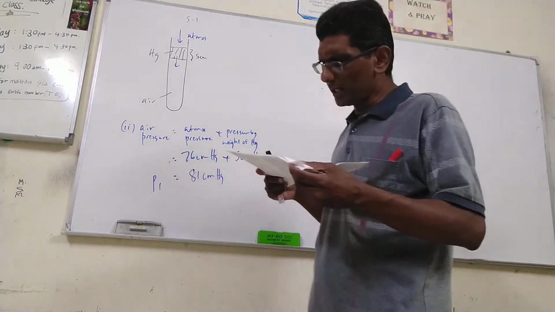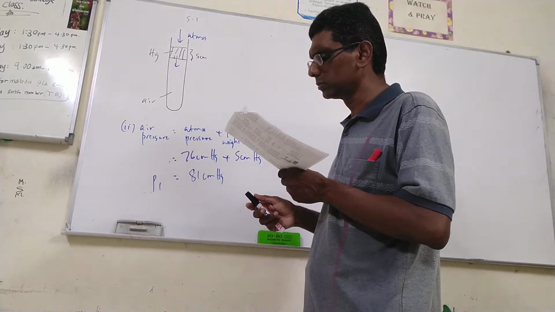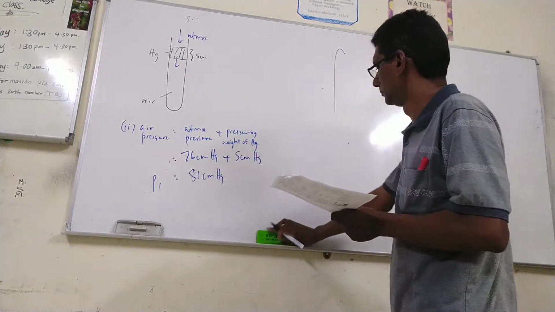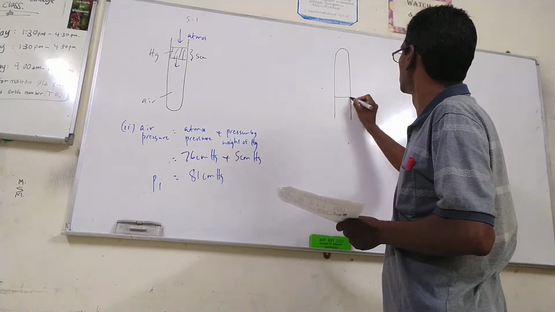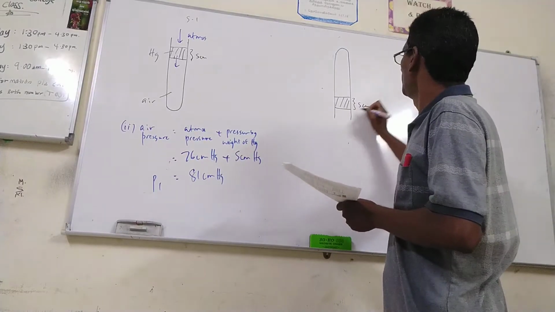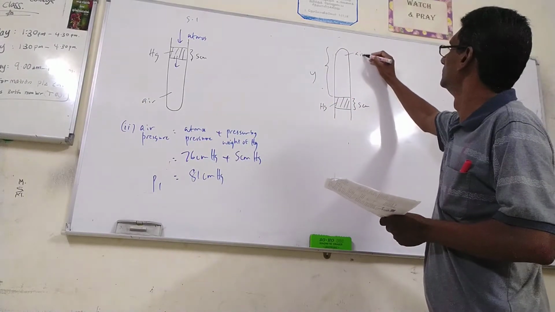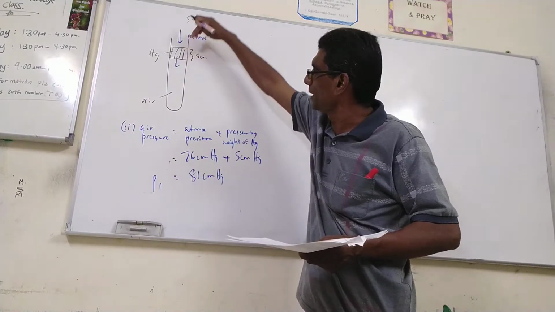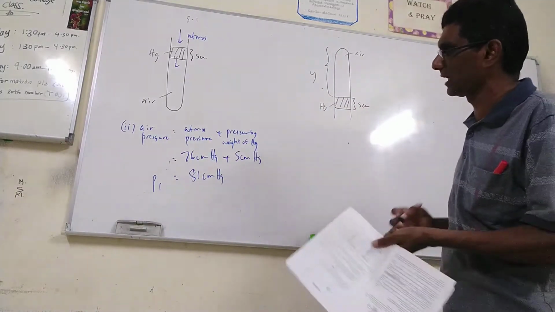Question number 3. What is the pressure of the air column in figure 5.2? Okay, 5.2 is like this, the tube. Five cm is mercury, and the length of air column Y is air column. The air is trapped inside. So there are two pressures acting: atmosphere pressure and the weight of mercury pressing the air. But this air is trapped inside, so they are asking what is the air pressure?